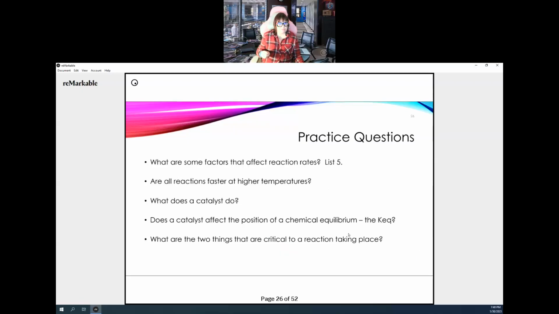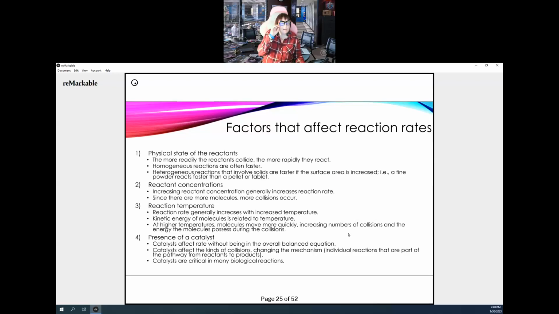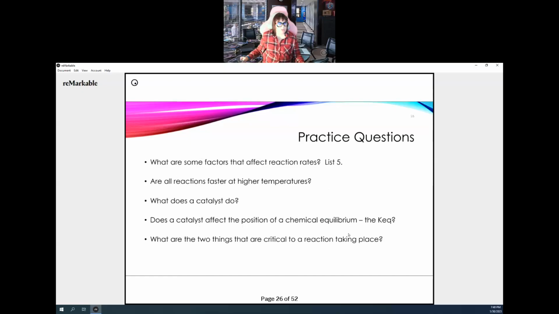Okay, that's awesome. So some questions we might see with that. What are some factors that affect reaction rates? List 5. I would want you to pick 5 out of this list. For me, I would be looking at phase is important, increasing reactant concentration, so higher concentration is faster. Temperature is important, generally higher temperature, higher ability to successfully react, and catalyst. Those are the things that I would choose. That's just my thoughts on it.